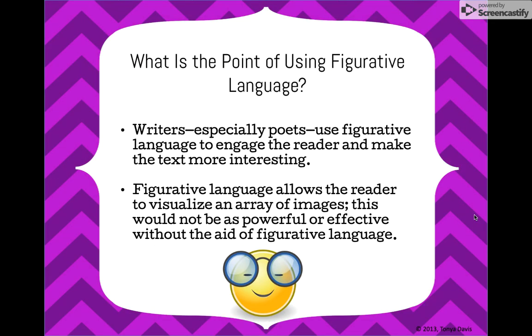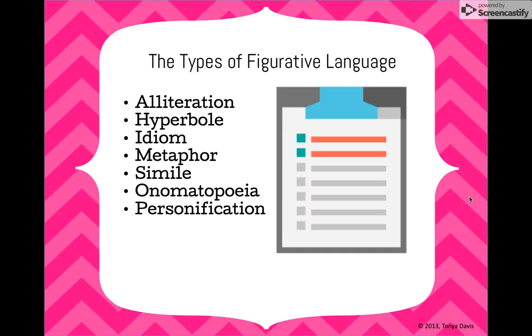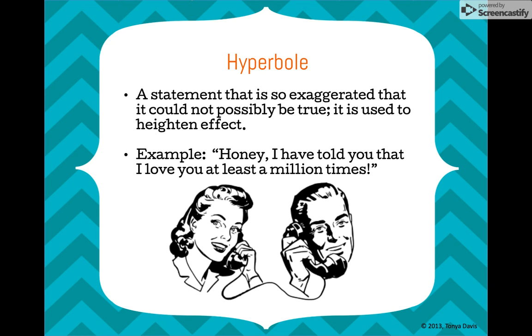So why do we use figurative language? What's the point? Writers, especially poets, use figurative language to engage the reader and make the text more interesting. Figurative language allows the reader to visualize an array of images. This would not be as powerful or effective without the aid of figurative language. So there are a bunch of different types of figurative language: alliteration, hyperboles, idioms, metaphors, similes, onomatopoeias, my personal favorite, and personification.